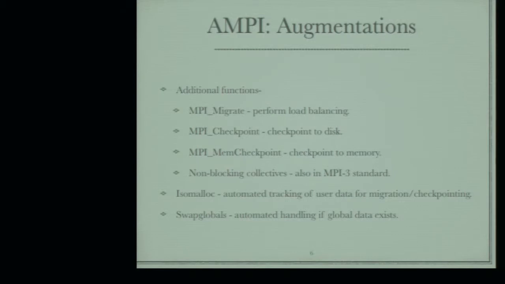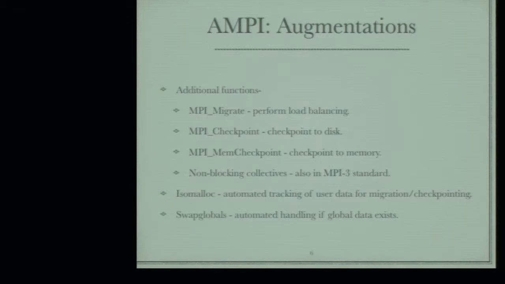have any conflicts. And to handle the global variables, we have a swap globals scheme in which we make use of the ELF format, which has a separate GOT table to access a particular global variable. That one is used, and that data migrates along with the isomalloc data that was written earlier.